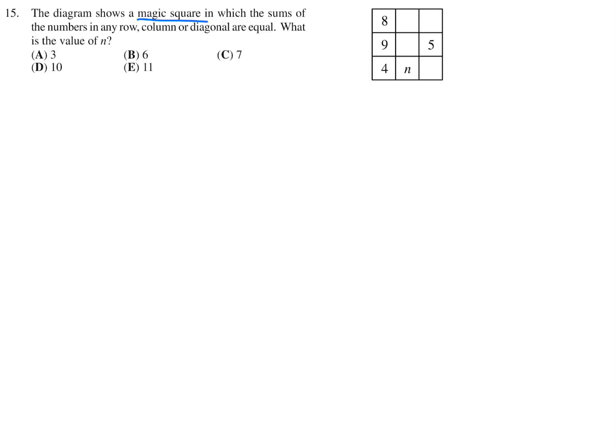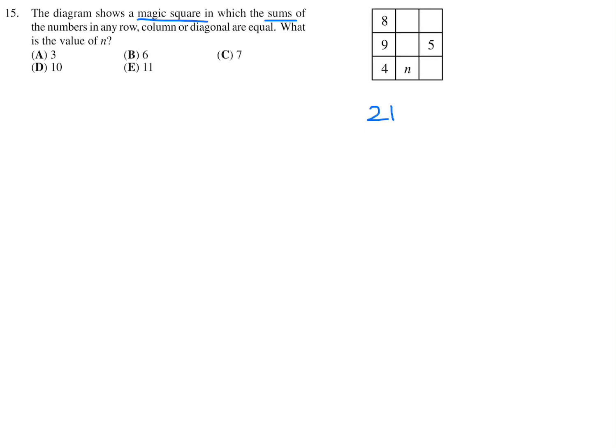The diagram shows a magic square in which the sums of the numbers in any row, column, or diagonal are equal. What is the value of n? All right, so there's only one column that has all the numbers, so we obviously have to work with that. So we've got 8, 9, and 4. So the sum of 8, 9, and 4 is 21. So that means the sum of every diagonal, row, and column is 21.